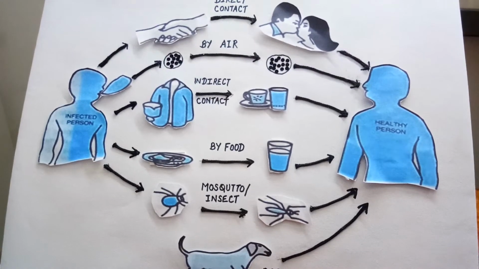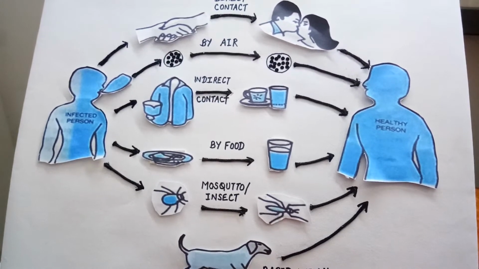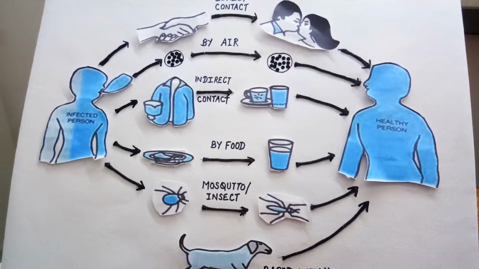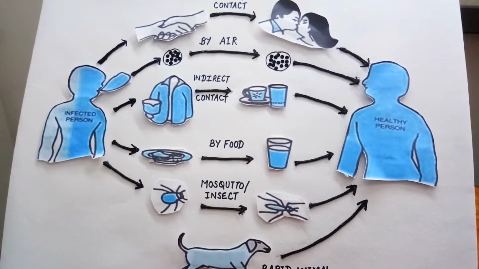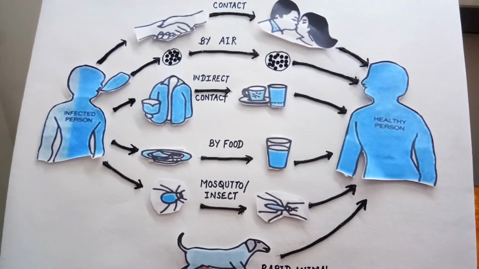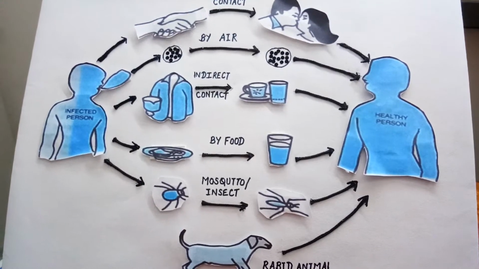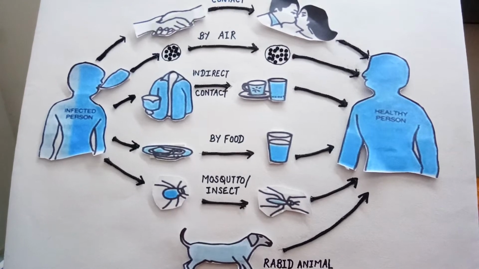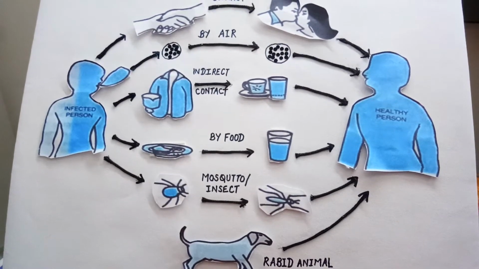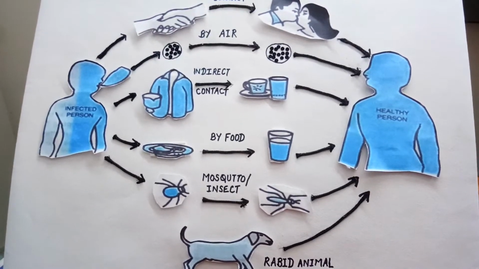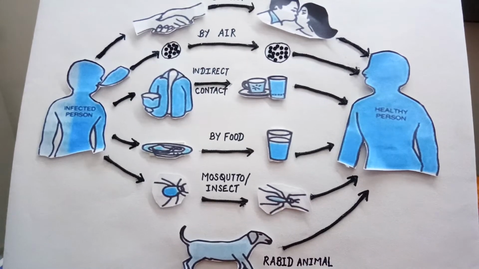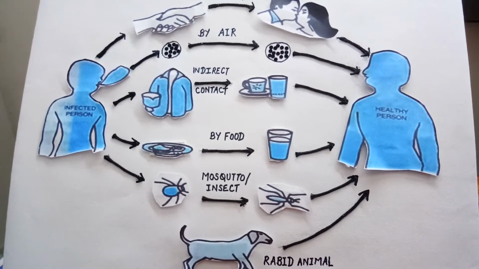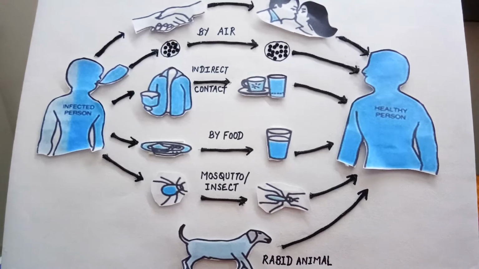So let's also think about examples of diseases which get transmitted by these different means. First of all, let us talk about those diseases that spread through air. Pneumonia, common cold, tuberculosis, these diseases are airborne. That means they spread through air.